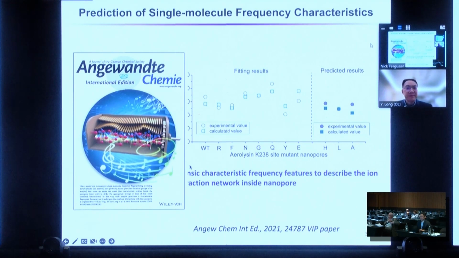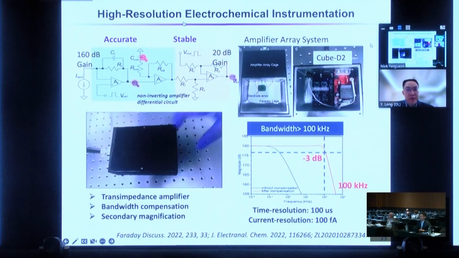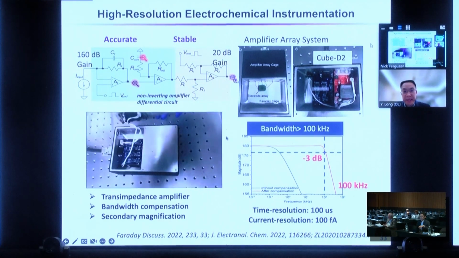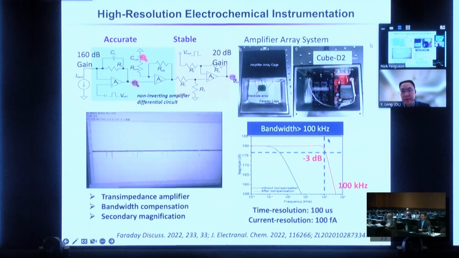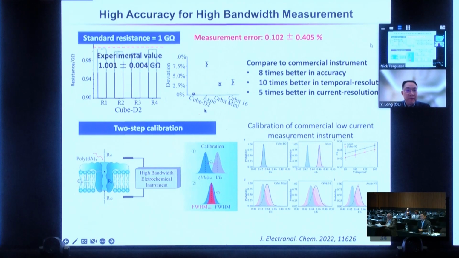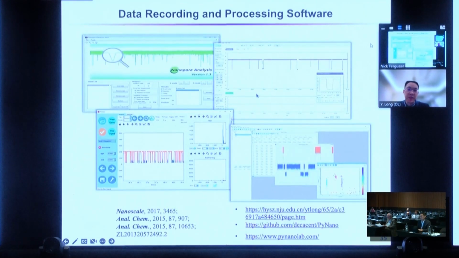For higher resolution electrical instrumentation, we have developed it for 10 years. We can push the bandwidth to no higher than 100 kilohertz, and we can also get a higher aperture for the high bandwidth instrumentation. We can compare the instrumentations. The error is less than 0.1% for different pores.